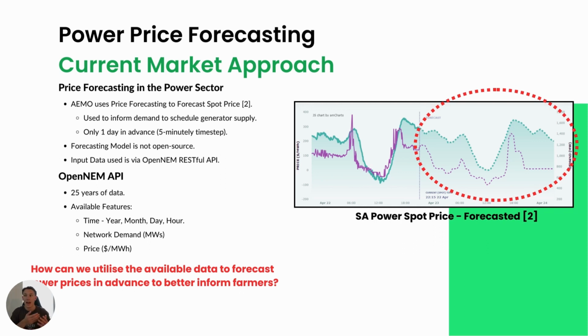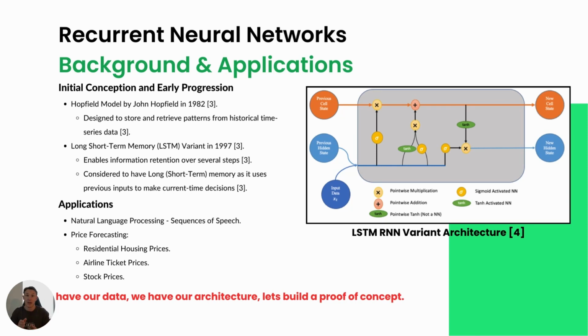So that begs the question, how can we utilize the available data to forecast power prices in advance to better inform our farmers? And this is where machine learning comes in the form of recurrent neural networks. Now, recurrent neural networks were first conceptualized by John Hopfield in 1982 with his Hopfield model, which was designed to store and retrieve patterns from historical time series data. But it wasn't until 1997 with the long short-term memory variant that we could really retain that information over several steps. Now, this model is considered to have long short-term memory as it uses previous inputs to make current time step decisions, as we can see by the figure on the right.